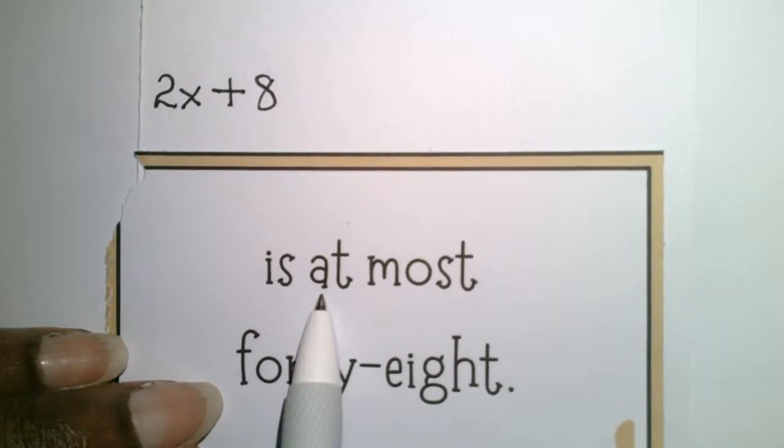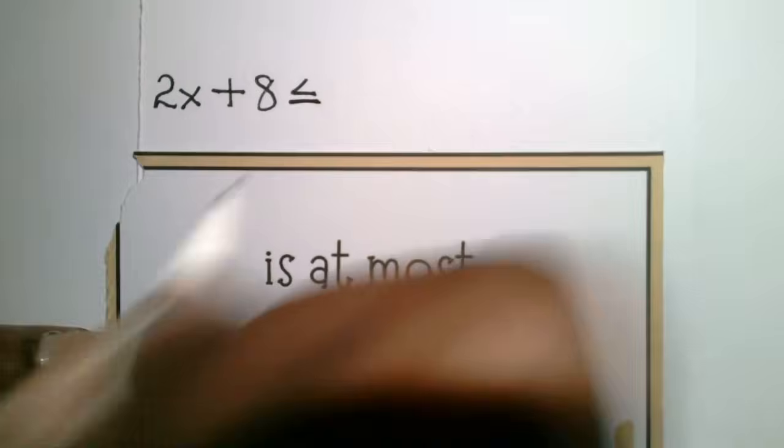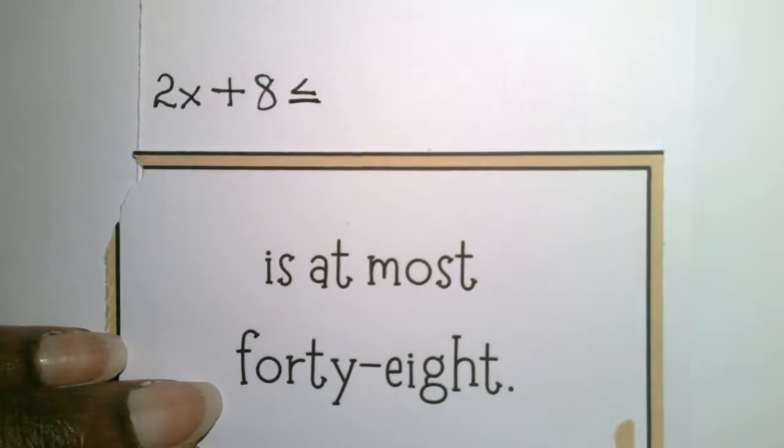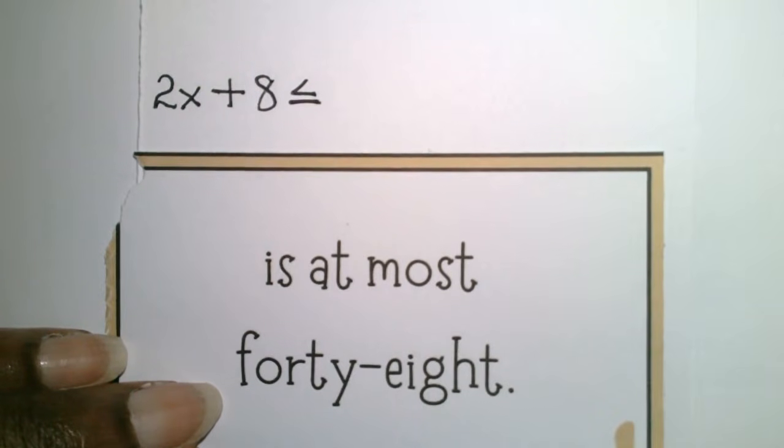So when you see at most, we're looking at less than or equal to. At most, it's almost like you gotta think the opposite. At most is the less than or equal to. If it said at least, that's the greater than or equal to. Okay? Hello Kitty, not a problem. And then we attach our 48.